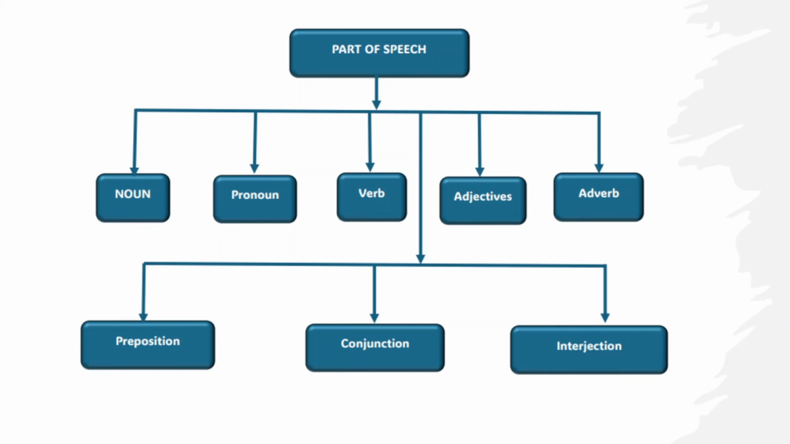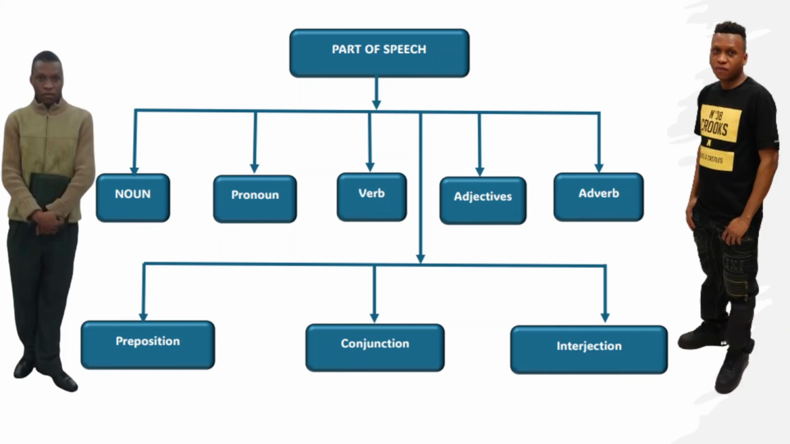noun, pronoun, verb, adjective, adverb, preposition, conjunction, and then interjection. You don't see the article in English the way we have it in French. In French, we have article. So today we're gonna deal with conjunction.